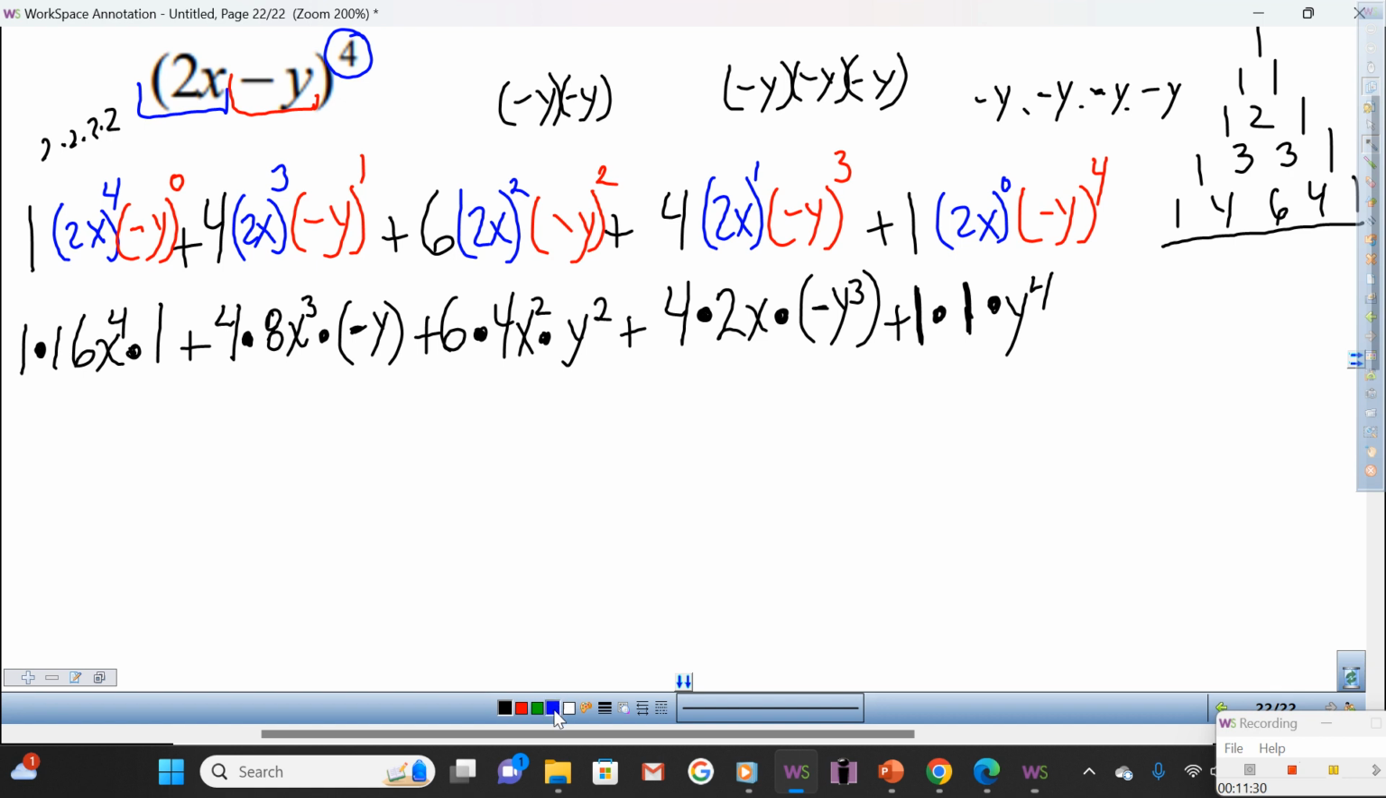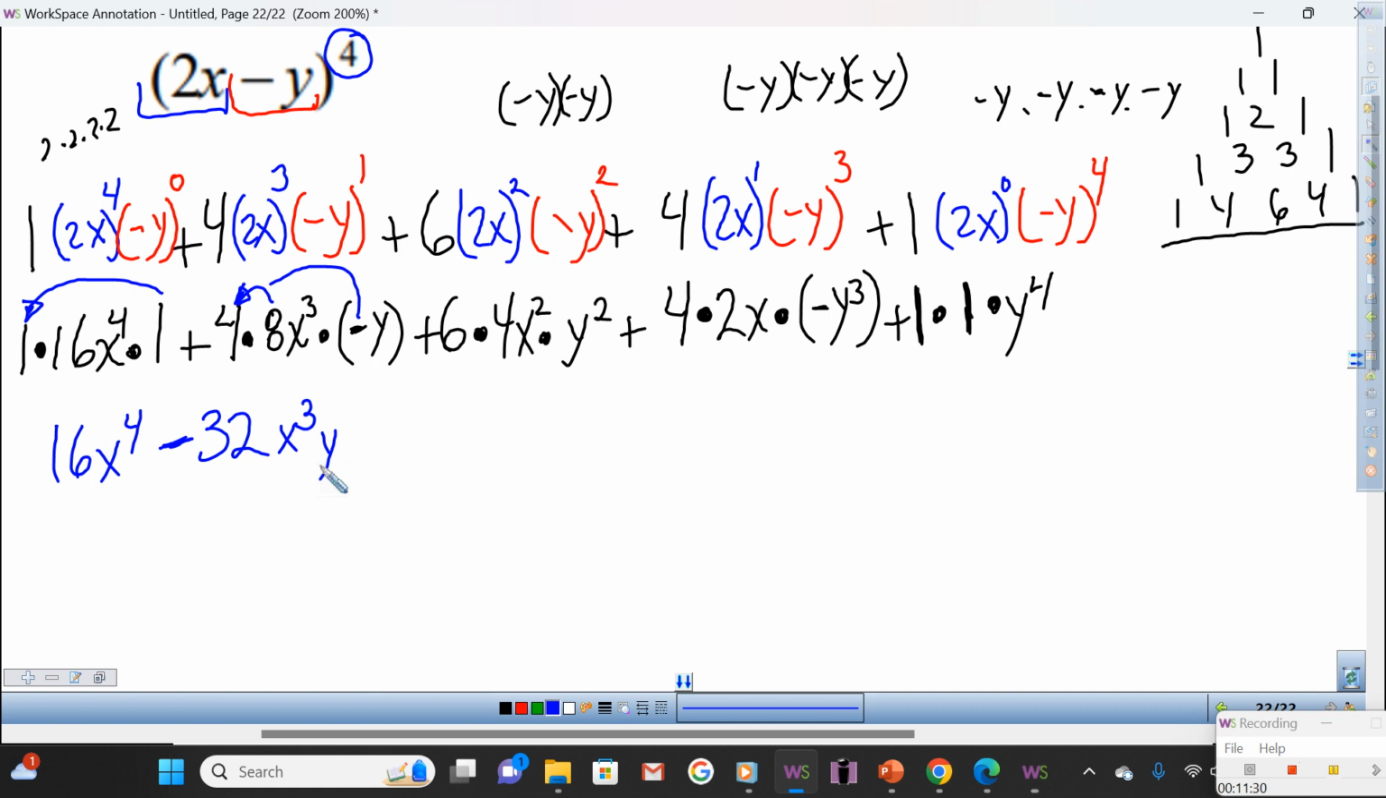And the rest is history. We simplify. Let's see. What is 1 times 1? 1 times 16, 16x to the fourth. Next, before you write the plus, look up. What is 4 times 8? 32, but there's a negative over here, so that becomes what? Negative 32. Bring down the x cubed and the y.